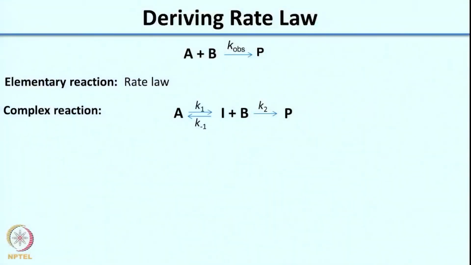So in today's lecture we look at how we derive rate laws. Let us look at a reaction where A plus B gives product. We can measure the change of concentration of A over time experimentally. We can also experimentally measure, say, the change of concentration of B over time, and there is a rate constant that can also be experimentally measured. That is why we call this k observed.